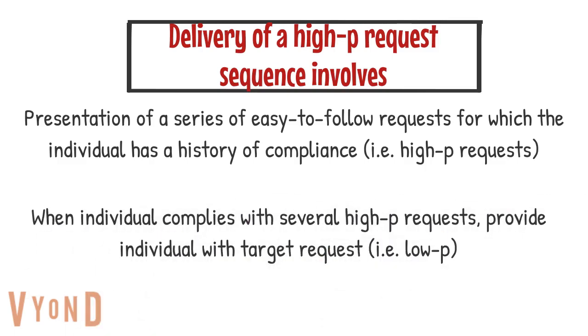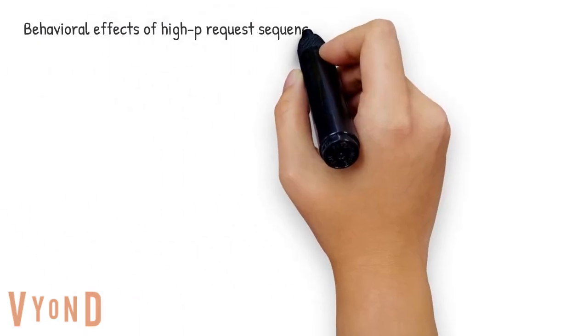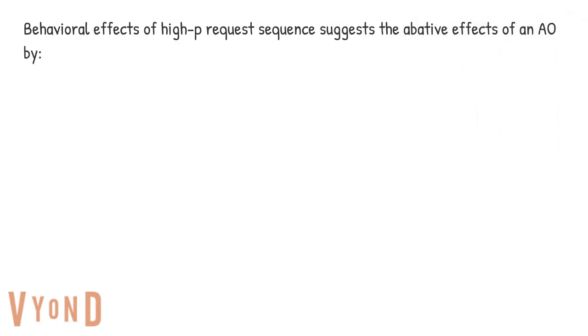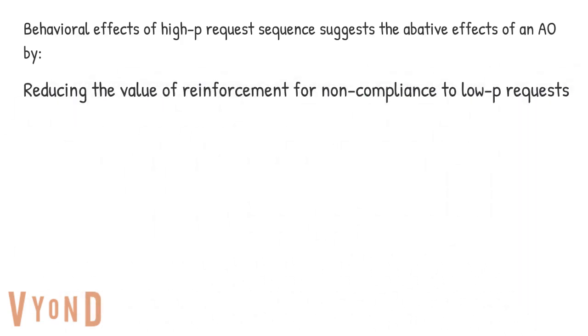Then once they've shown that they can comply with those several high P requests, you would then provide them with the target request or the lower probability request. And this is typically the skill that you're teaching in an acquisition. The high P request sequence serves as an abolishing operation. It does this by reducing the value of reinforcement for non-compliance to the low probability request.